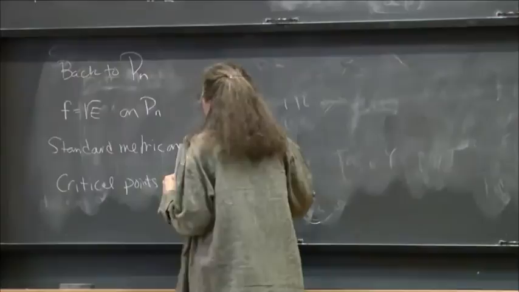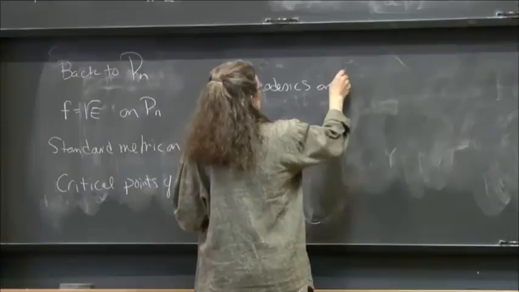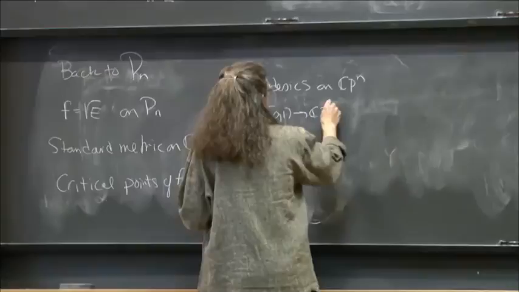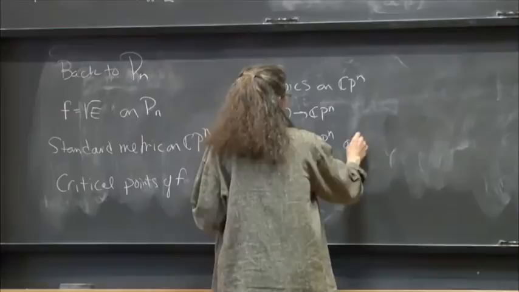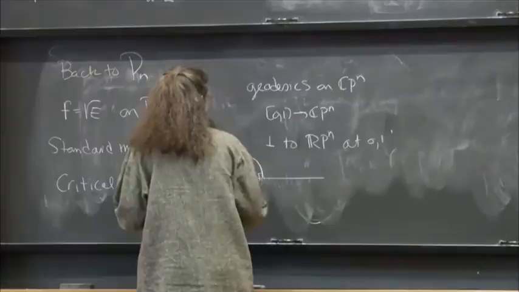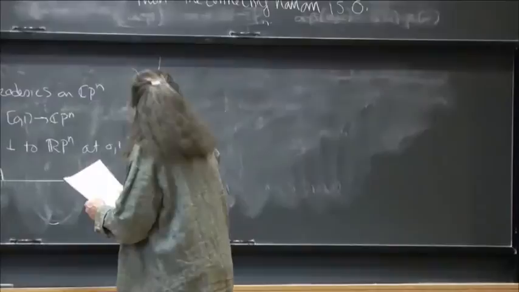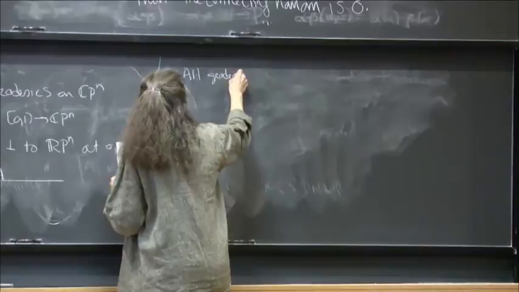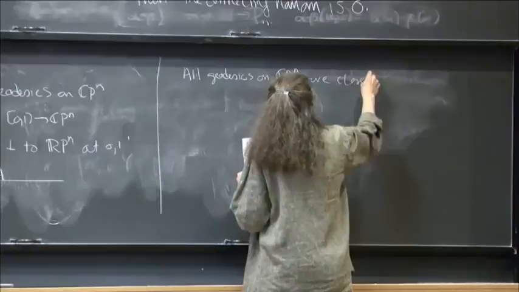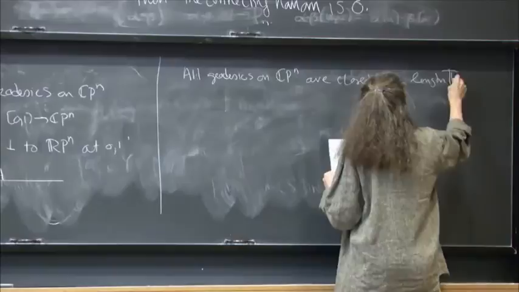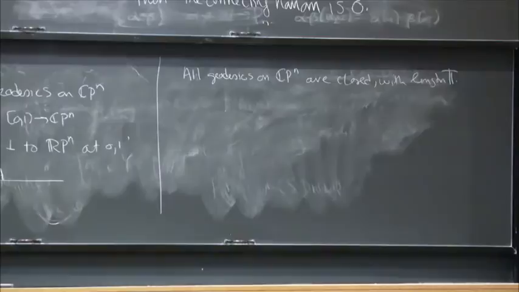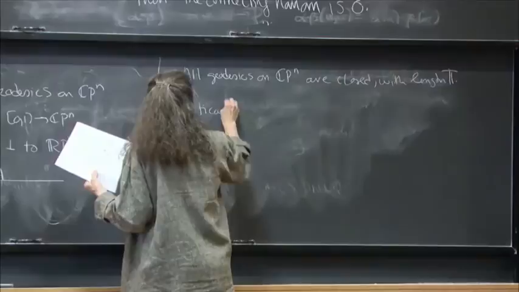So critical points are geodesics on CPn, and they have to be perpendicular to RPn at 0 and 1. So here's a picture. On complex projective space, all the geodesics are closed and have length pi. So all geodesics on CPn are closed with length pi. And so we have these nice critical manifolds, Morse-Bott critical manifolds.